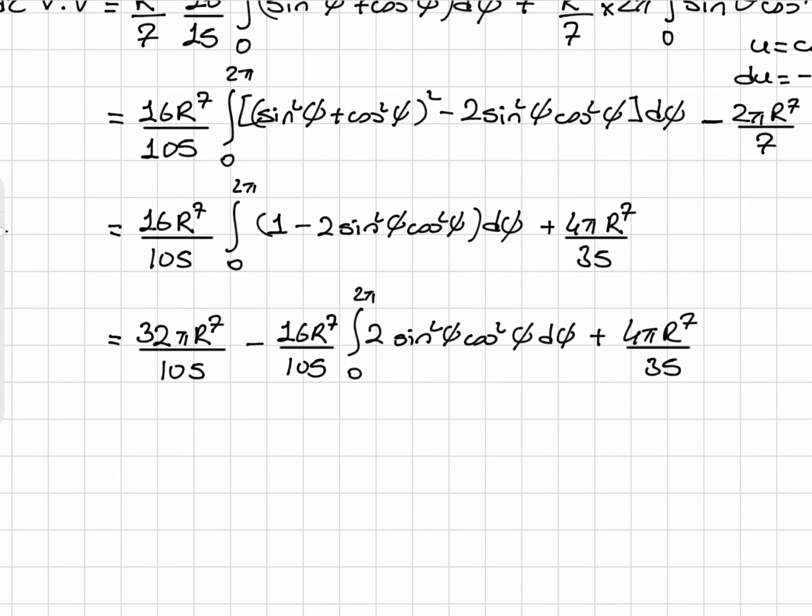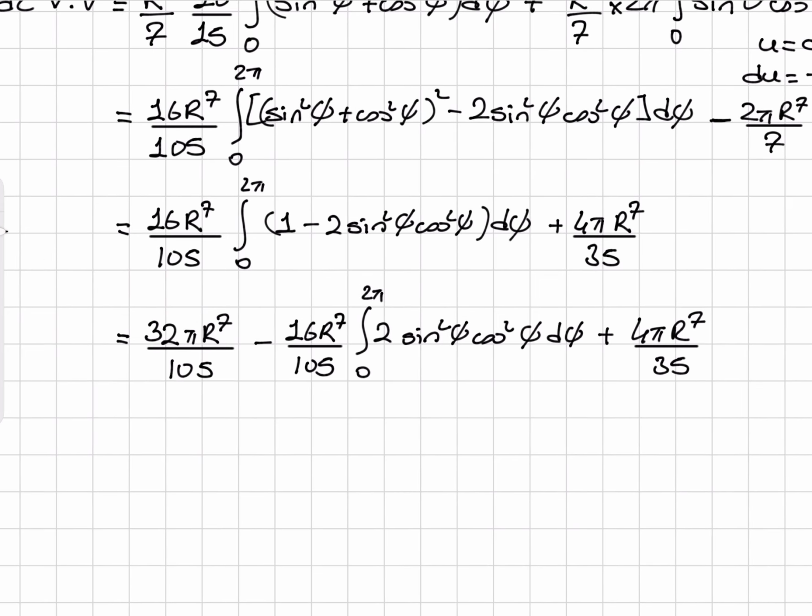And now I can write these two with the same denominator. So 35 multiplied by 3 is basically going to give me 105. So 3 multiplied by 4 is 12, plus 32.